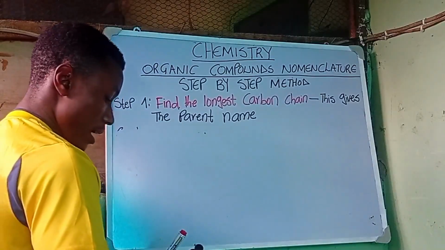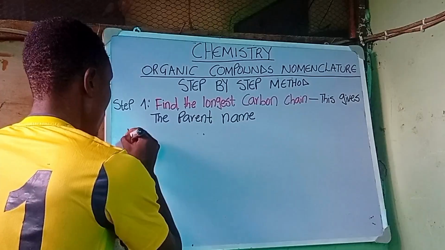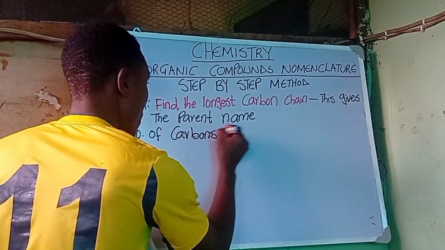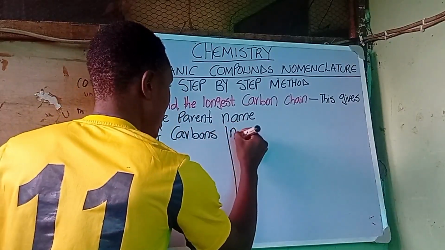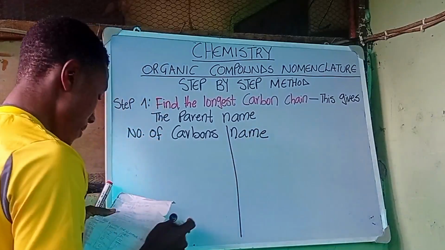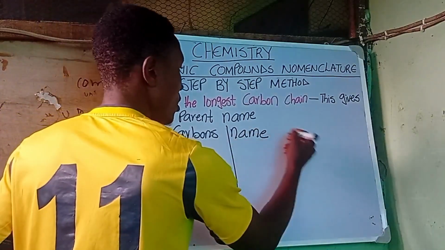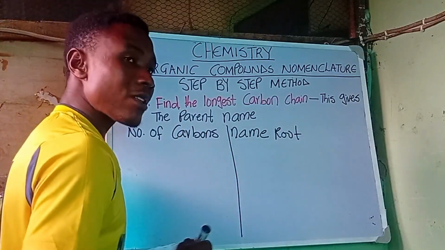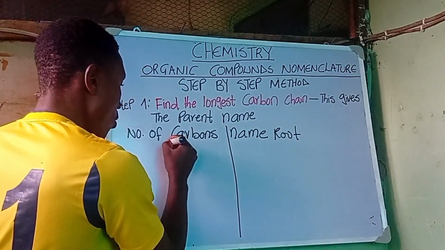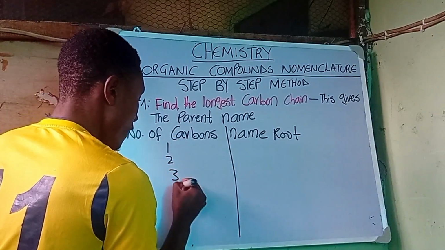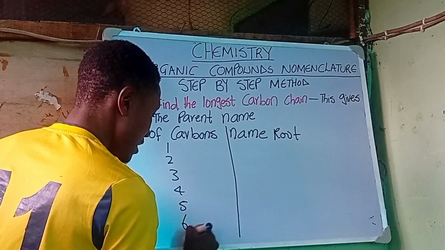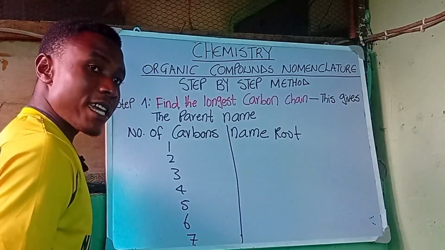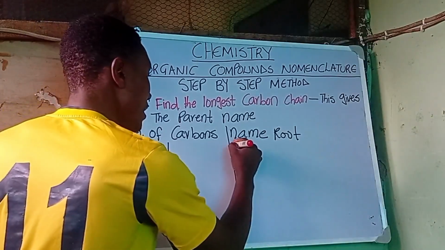So let's do something here. Number of carbons, and here we say the name. Yeah, that is the name or the root name. Yeah, let's use the root name. So let's say we have 1, 2, 3, 4, 5, and 6 and 7. When it is just one carbon, it is known as methane.